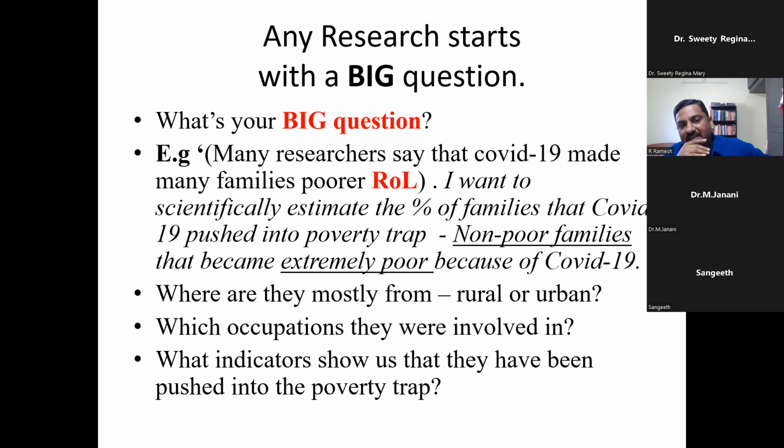So here is one example I have given. Many researchers say that COVID-19 made many families poorer. This is from my review of literature. I reviewed many studies on COVID, and many researchers say that COVID-19 made many families poorer. I want to scientifically estimate the percentage of families that COVID-19 pushed into the poverty trap. That's my research. That's my question, right?